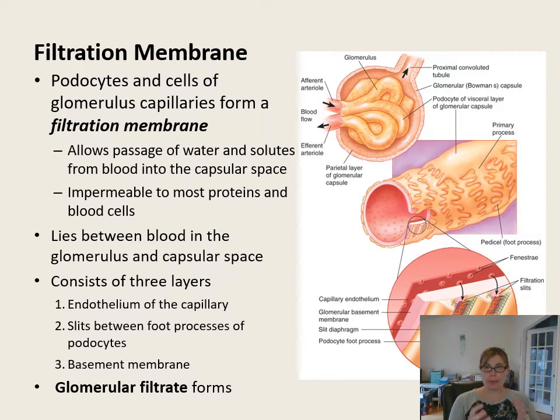Those podocytes and cells of the glomerular capillaries form what's called a filtration membrane. It seems complicated, but all it really is, is a filter, like a coffee filter, like I said. It allows water and things dissolved in water, which we call solutes, to go through. They enter into that capsular space, that capsule, which is right in here, and then continue along through the renal tube.